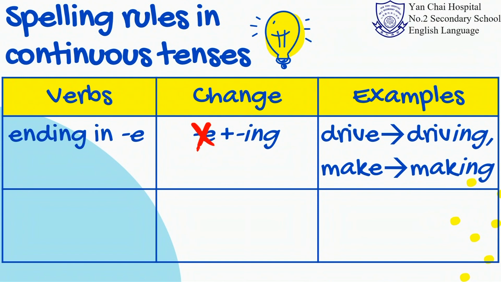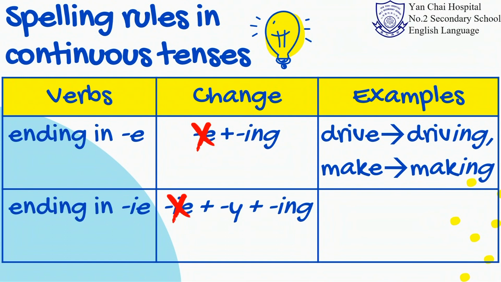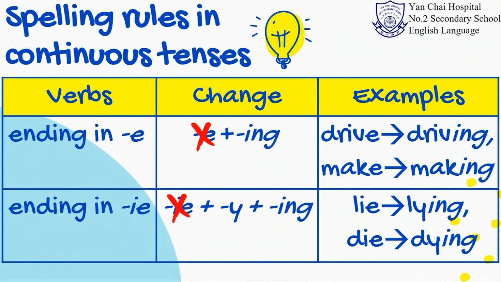For verbs ending in IE, we need to delete IE and add Y and ING at the end of the verbs. Examples like lie becomes lying, die becomes dying.